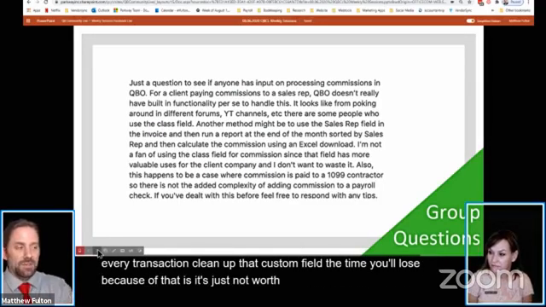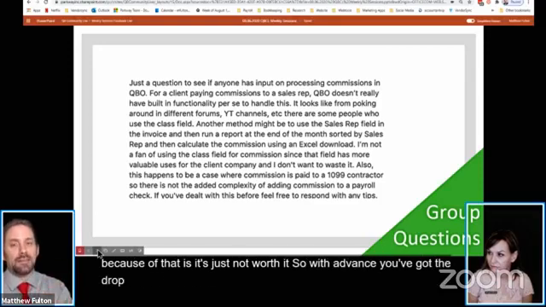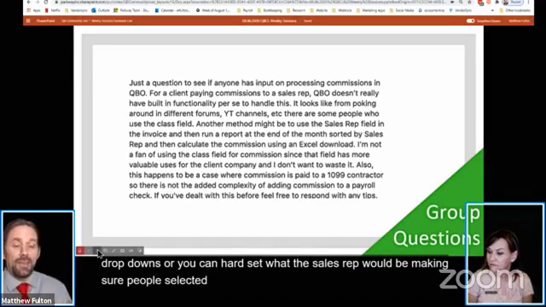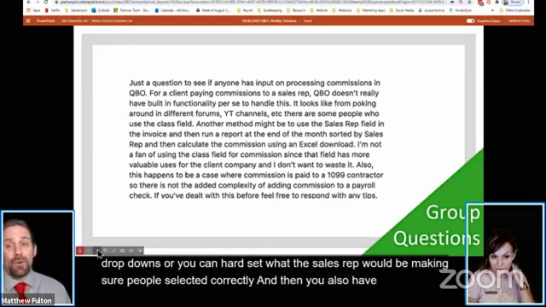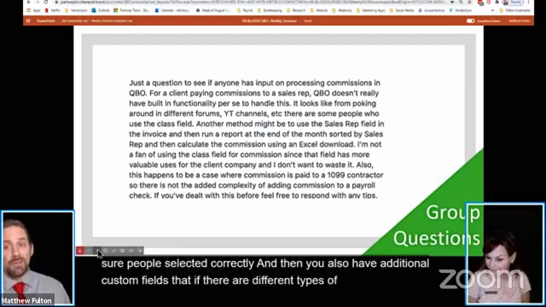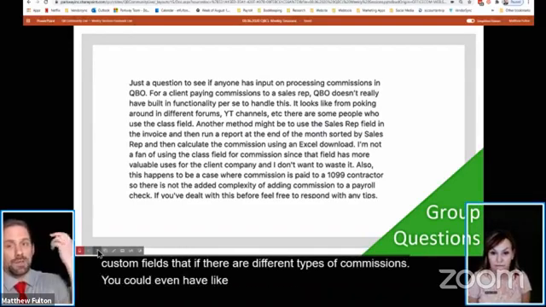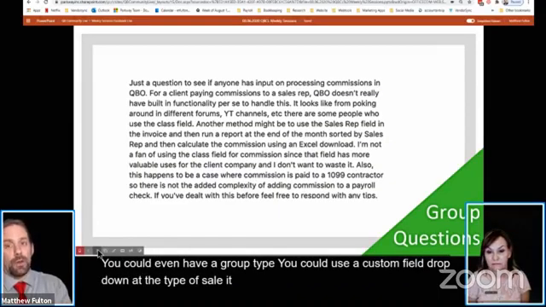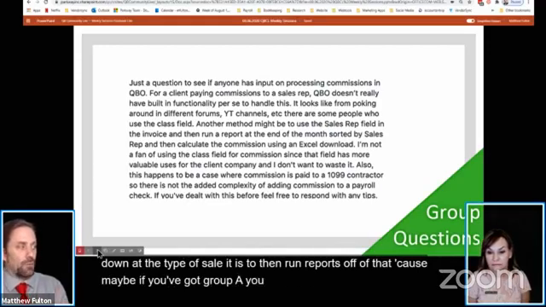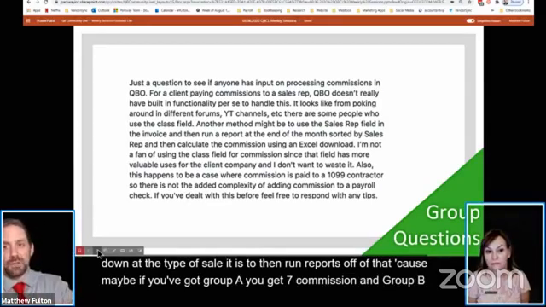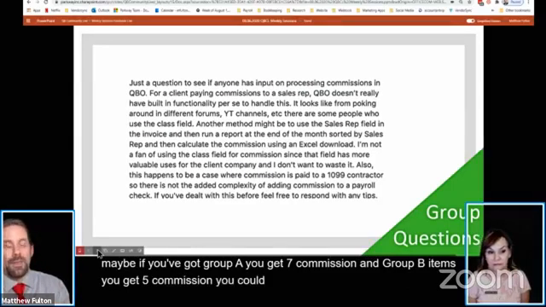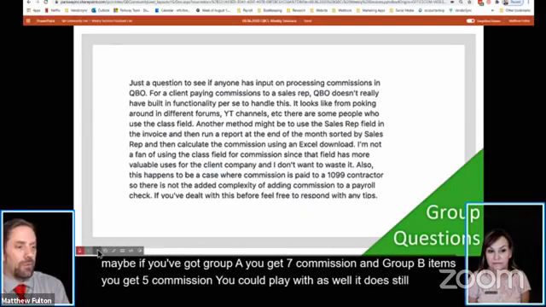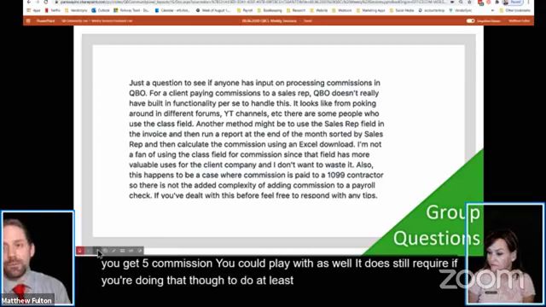So with Advanced, you've got the drop downs where you can hard set what the sales rep would be, making sure people select it correctly. And then you also have additional custom fields, so if there are different types of commissions, you could even have a group type. You could use a custom field drop down of the type of sale it is, to then run reports off of that. Because maybe if you've got group A, you get 7% commission, and group B items you get 5% commission. You could play with that as well. It does still require, if you're doing that though, at least a calculation, Excel or otherwise.